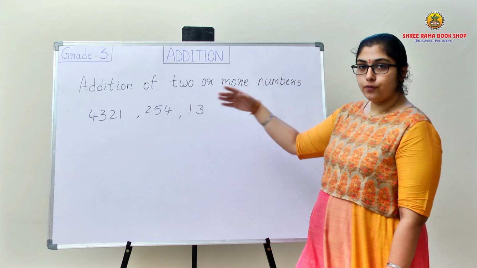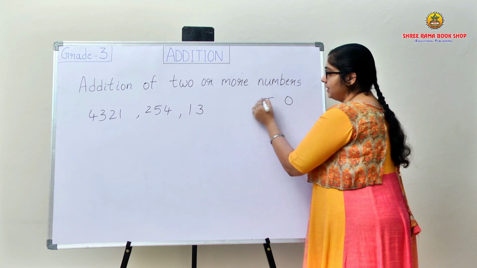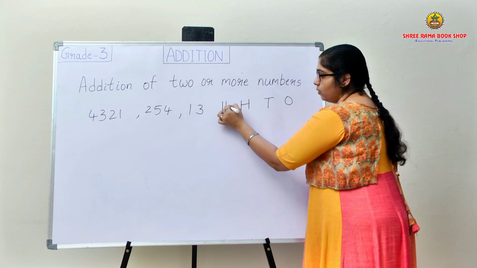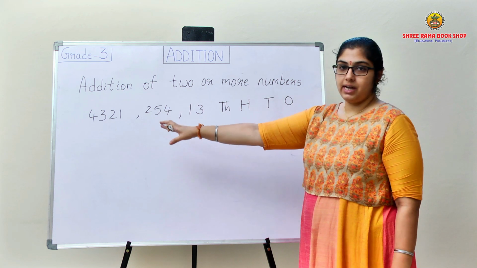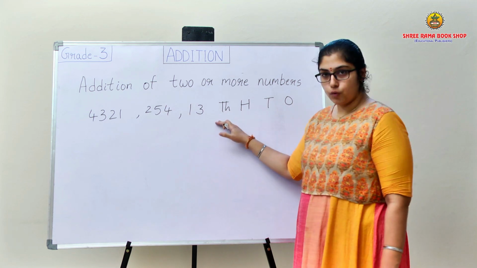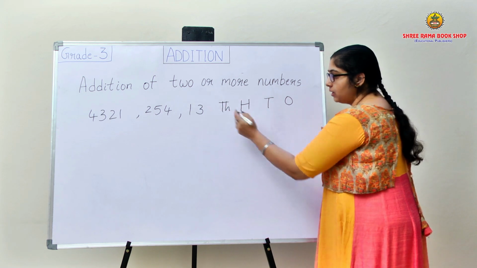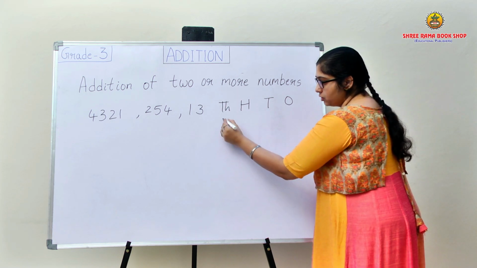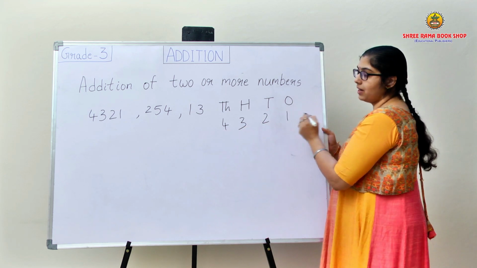First I have a 4 digit number, so that is the reason I am taking ones, tens, hundreds and thousands. I have the 4 digit number which is 4321, so I can take up to 4 place values. I write the number over here in respective place values: 4 in thousands, 3 in hundreds, 2 in tens and 1 in ones.